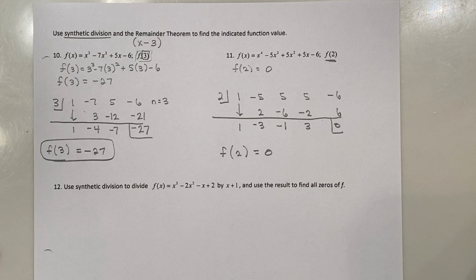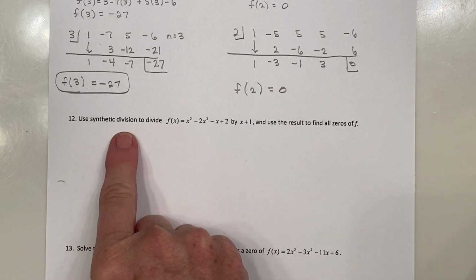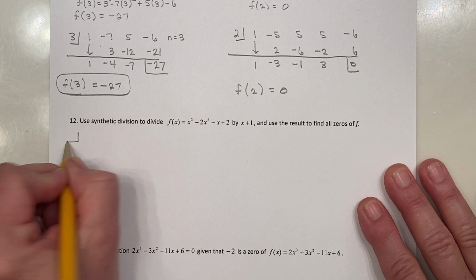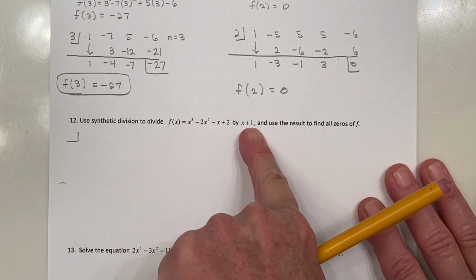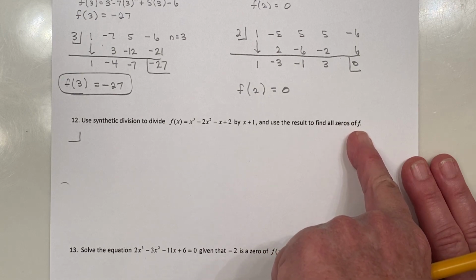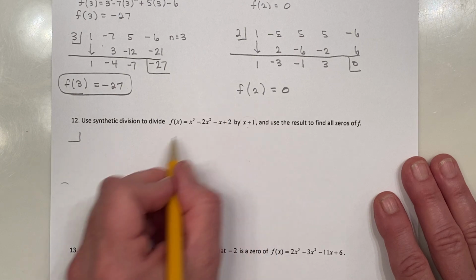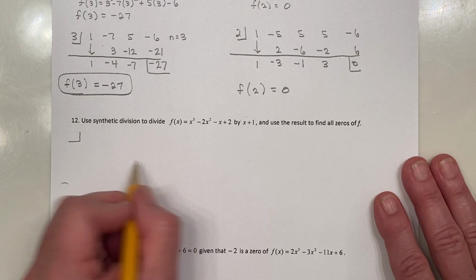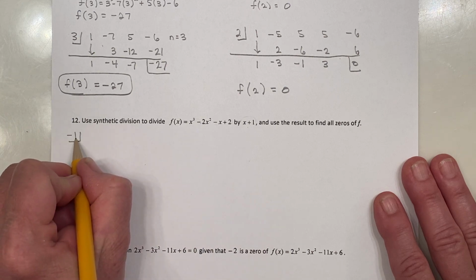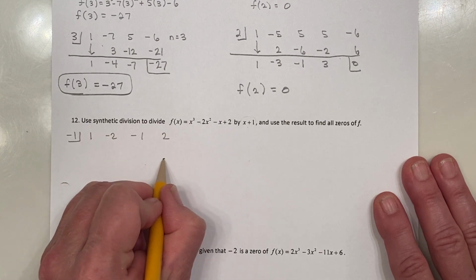All right, so let's go back to our practice problems. Okay, and let's look at 12. Use synthetic division to divide this cubic by x plus 1, and use the result to find all zeros of f. So it must be that x plus 1 is going to be a factor, and I'm going to get a remainder of 0. So I'm going to put negative 1 up here. And it looks like I don't need to put in any placeholders, so we're good.